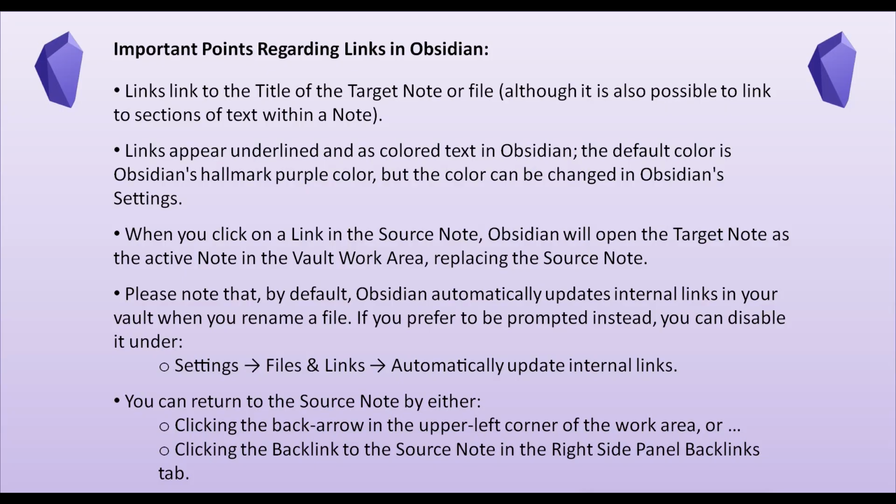By default, Obsidian automatically updates internal links in your Vault when you rename a file. If you prefer to be prompted instead, you can change it under Settings by going to Settings, Files and Links, and then automatically update internal links. Finally, you can return to the source node from the target node by either clicking the back arrow in the upper left corner of the work area or clicking the backlink to the source node in the right side panel Backlinks tab.